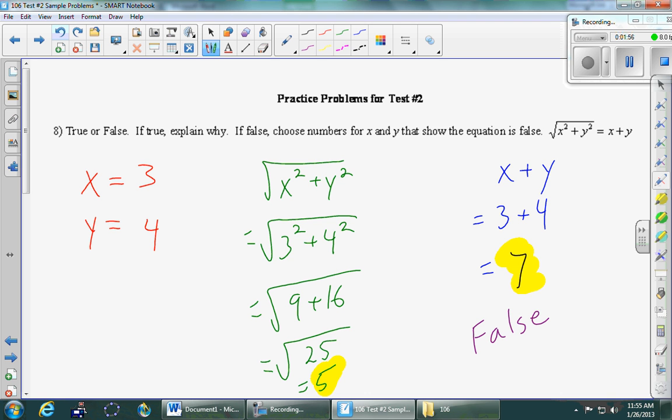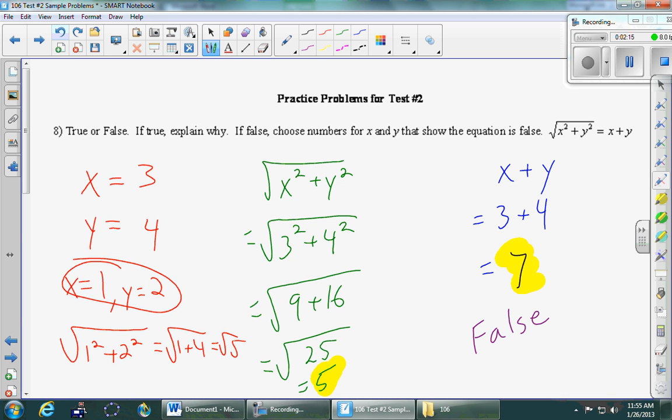So as another quick example, if you just picked 1 and 2, and I'll write this and then I'll erase it. When you do the square root of 1 squared plus 2 squared, you get the square root of 1 plus 4, which is the square root of 5. Fine. But when you do x plus y on the right-hand side, 1 plus 2 is 3. It's definitely not the square root of 5. So still false.